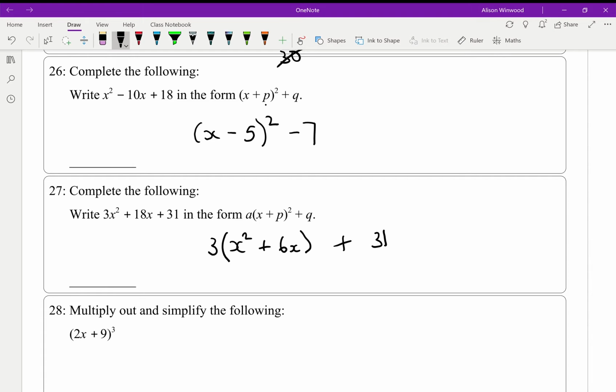Then I can do the same trick that half the number of x's will be p, so x plus 3 all squared. 3 squared is 9, multiplied by 3 is 27, and I need 31, so I need to add another 4.